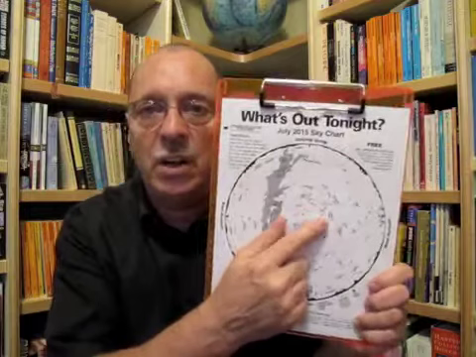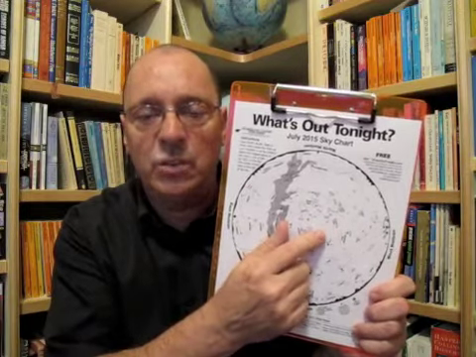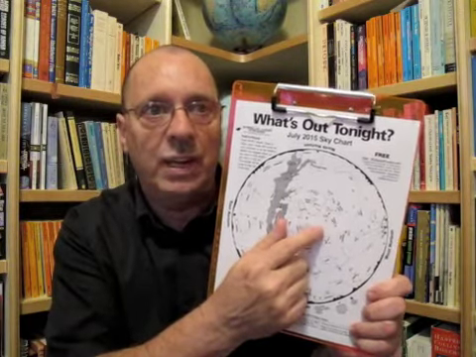Now, since the circumference represents your horizon, and you may have noticed I drew some mountains and trees there to indicate that that's what it is, that means the middle of the chart will be those stars that are directly over your head.